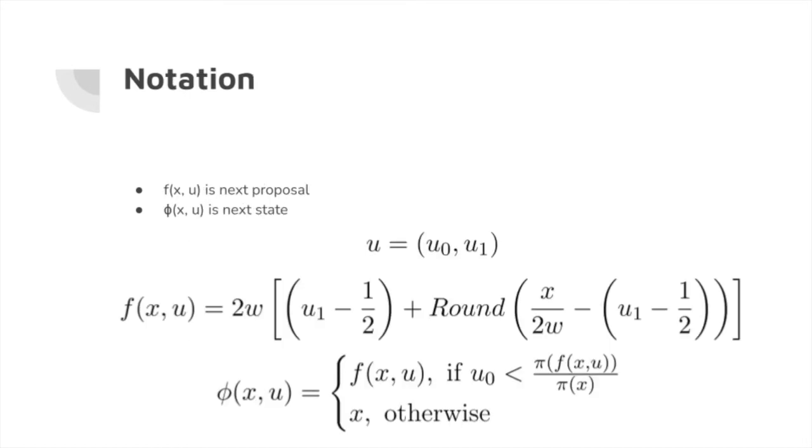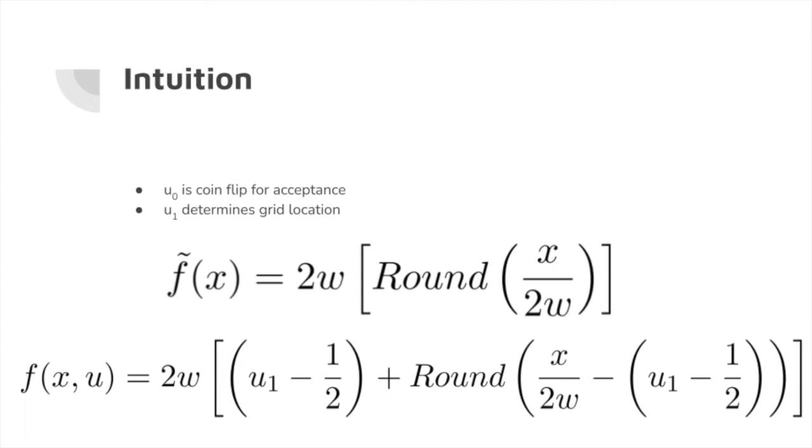Here's a bit of notation to formalize this. This F is the proposal that we make, and this phi is the next state. So you see that the next state will either be our proposal or the current state again, based on whether or not we accept or reject. This F may be a little bit complicated to understand, but here's how we'll break it down. The U0 from the last slide is essentially the coin flip for whether or not we accept. That kind of makes sense. And the U1 determines the grid location.